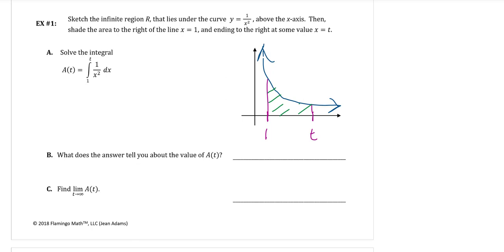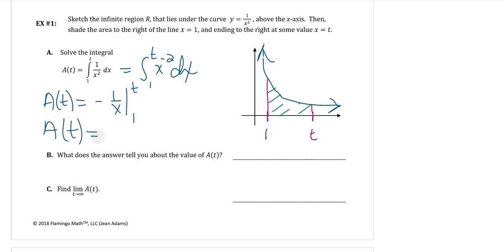So let's start with just this bounded region and solve this integral. We're going to integrate this. So A of t is going to equal the integral from 1 to t of x to the negative 2 dx. That equals negative 1 over x, and we're going to evaluate that between 1 and t. So we get A of t equals negative 1 over t minus negative 1. Simplifying this, we get 1 minus 1 over t.